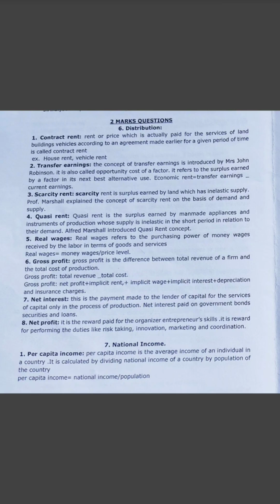Real wages. Real wages refers to the purchasing power of money wages received by the labor in terms of goods and services. Real wages is equal to money wage by price level. Gross profit. Gross profit is the difference between total revenue of a firm and total cost of production. Gross profit is equal to total revenue minus total cost, or gross profit is equal to net profit plus implicit rent, implicit wage, implicit interest, depreciation and insurance charges.